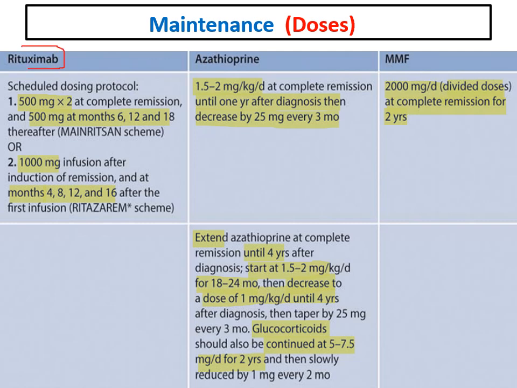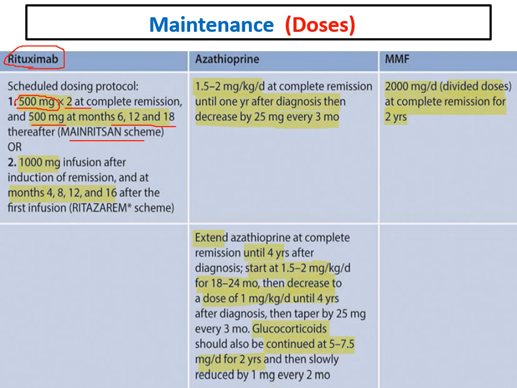If we use rituximab, there are two different suggested protocols. The first protocol will be to give 500 milligram twice at completing remission, and then to give 500 milligram at months 6, 12, and 18.